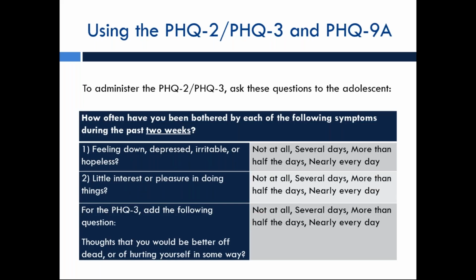So I'm going to briefly go over the 2 pre-screening versions, the PHQ-2 and 3, and then go into the 9. The first two questions here would comprise the PHQ-2. How often have you been bothered by each of the following symptoms during the past 2 weeks? Feeling down, depressed, irritable, or hopeless? And the answer choices for all the questions are not at all, several days, more than half the days, or nearly every day. Question 2, little interest or pleasure in doing things. And for the PHQ-3, you add the following question, which again is question 9 of the full PHQ-9: thoughts that you would be better off dead or of hurting yourself in some way.